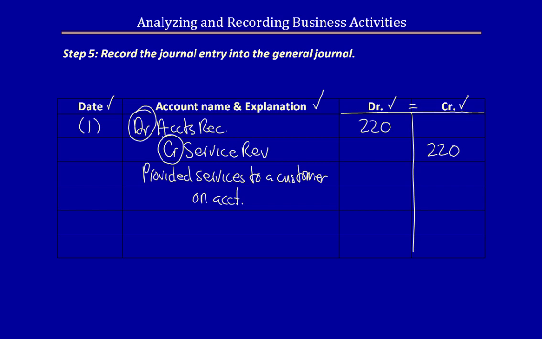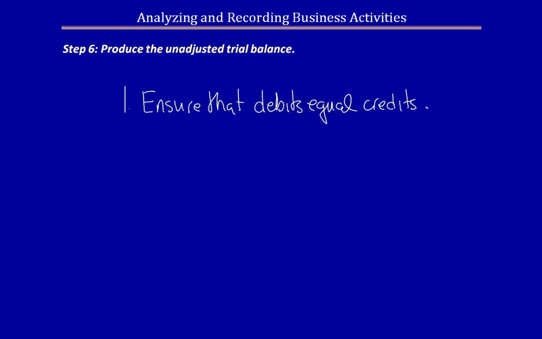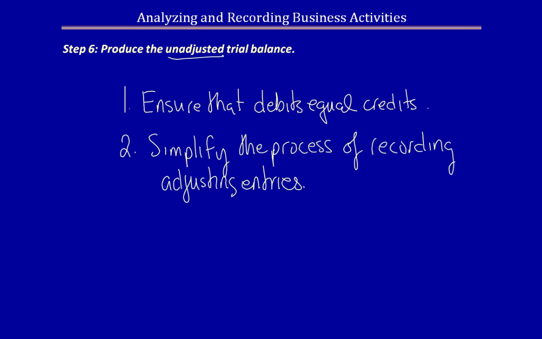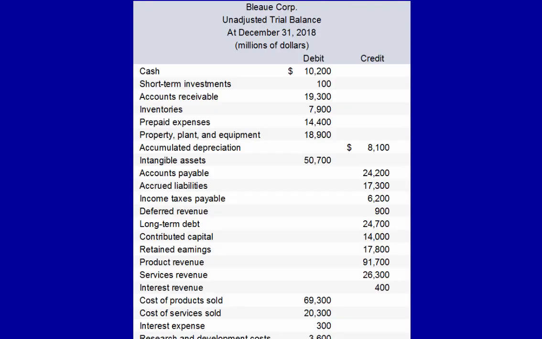Moving on to step 6. Produce the unadjusted trial balance. The unadjusted trial balance is an internal worksheet produced for two reasons. First, it ensures that all the debits for all the accounts equal the credits for the other accounts. Second, is to simplify the process of recording adjusting entries. Adjusting entries will be covered in a future video.